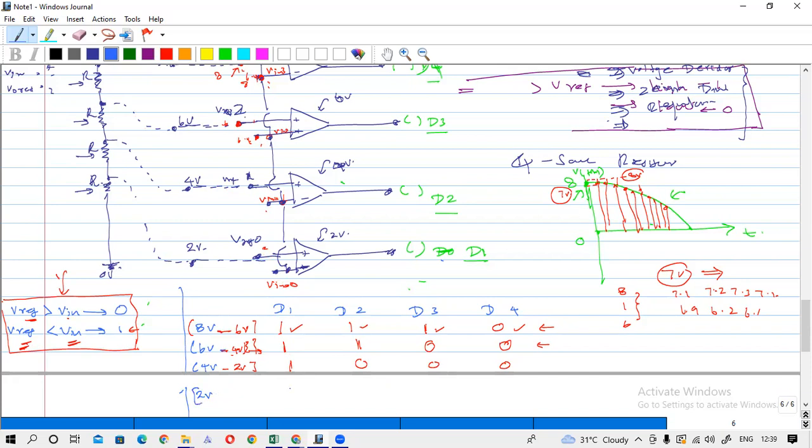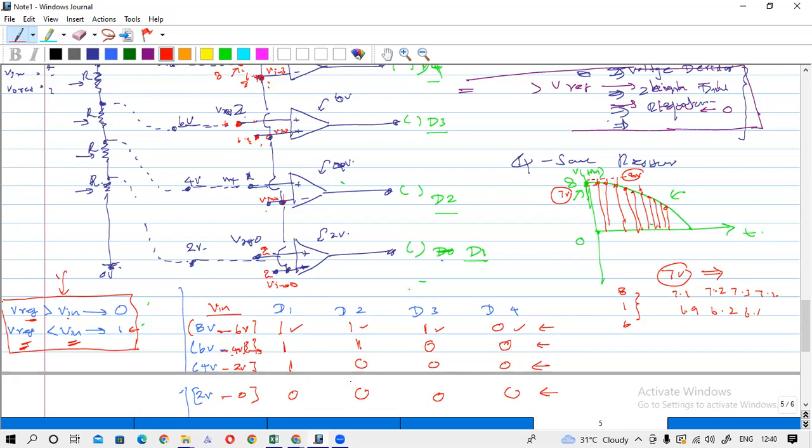2 volt. This one also will be 0. Correct? D2, because here you have 2 volt, here you have 2 volt. So you will have the same value and you will have the 0 here. And these are definitely 0, no? Because V in is less than Vref. If the V in is 2, okay, so I am talking about the V in here. So from 2 to 0 volt, you will get this binary value.